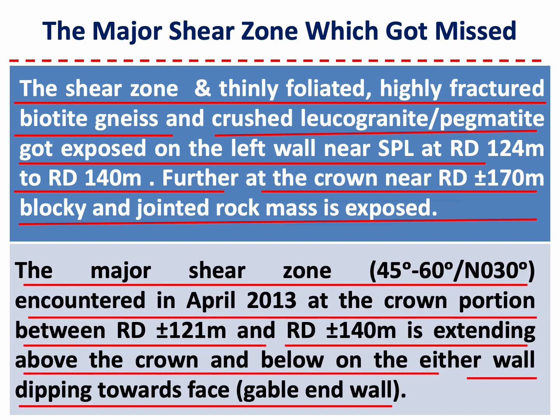The major shear zone having dip 45 to 60 degree with orientation N 30 degree was encountered in April 2013 at the crown portion between RD 121 to RD 140 meter and is extending above the crown and below on the entire wall, dipping towards face, gable and wall.